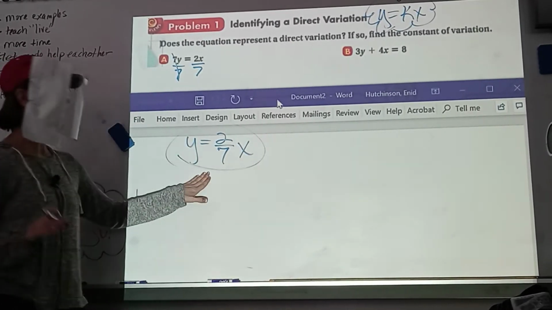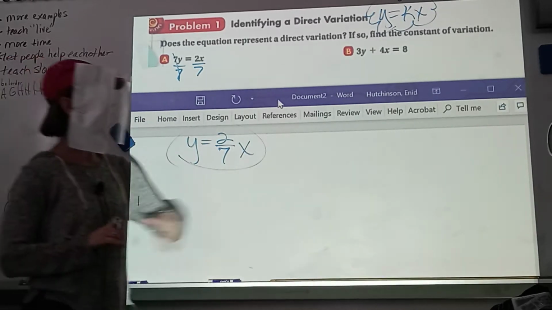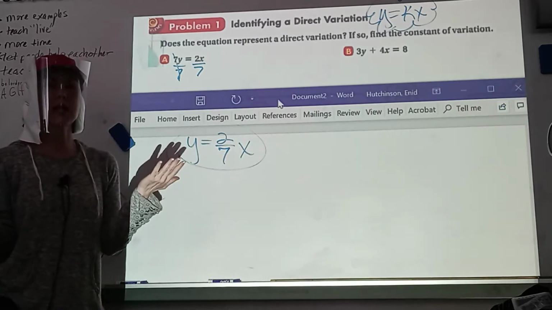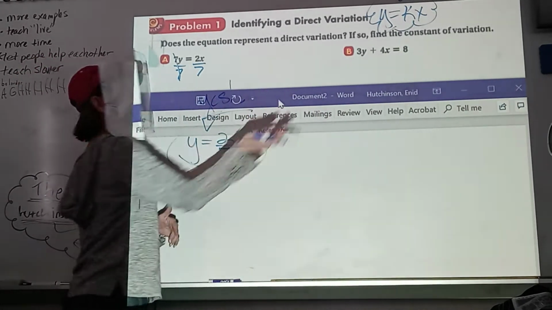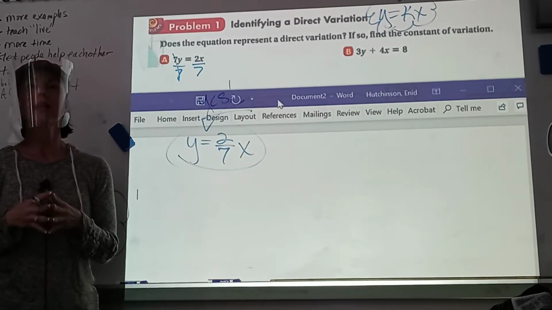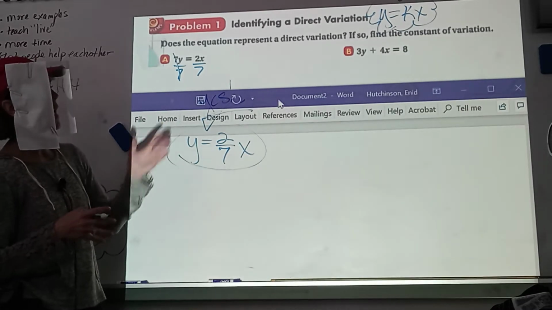Here it is. Now, does this look like our formula y equals kx for our direct variation? Yes. Therefore, check. Yes, this is a direct variation. Yes, it is that easy. Okay, so let's try the next one.